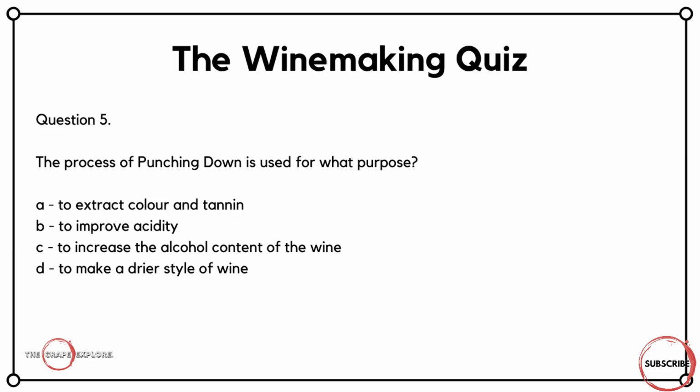Question 5 is a question that's more generally associated with a red wine making technique. The process of punching down is used for what purpose? Is it A, to extract colour and tannin? Is it B, to improve the acidity? Is it C, to increase the alcohol content of the wine? Or is it D, to make a drier style of wine?